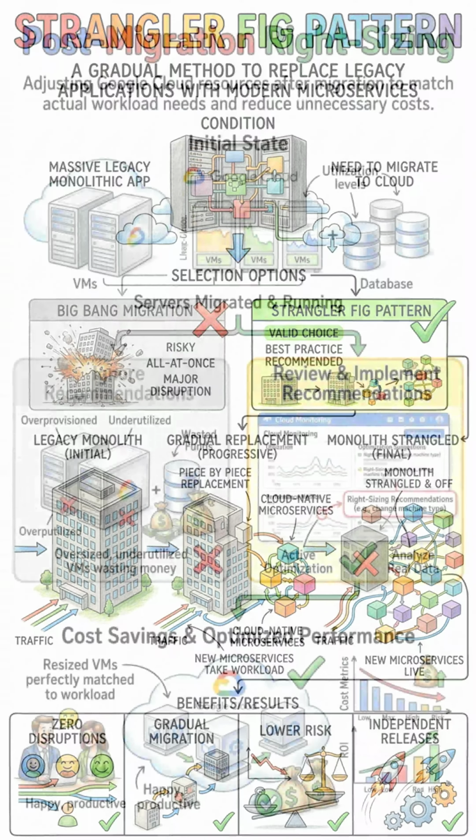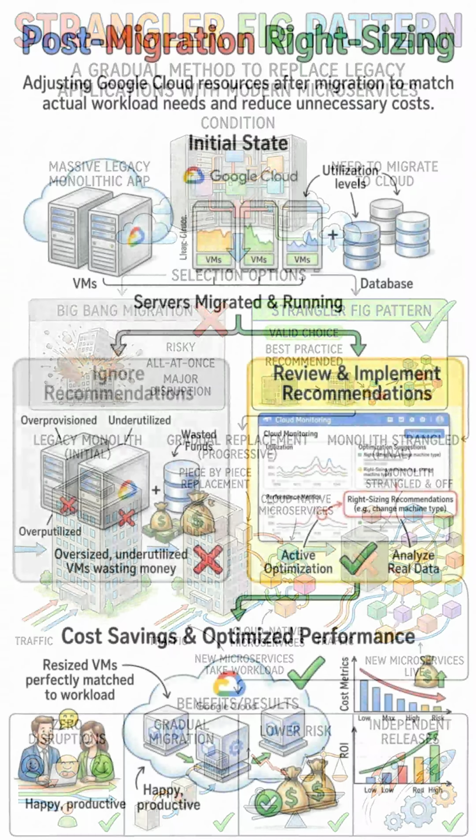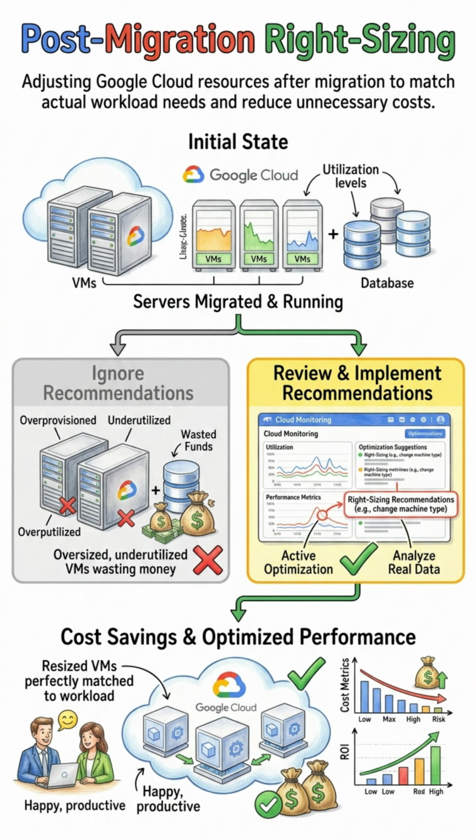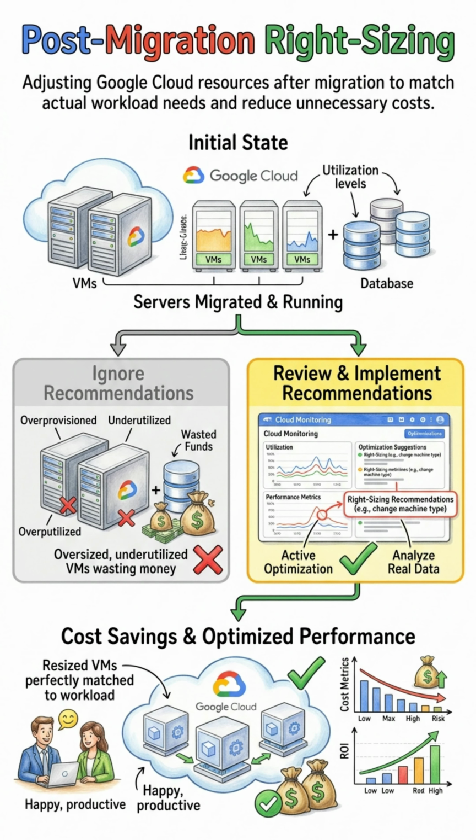A migration is not truly finished just because the servers are running successfully in Google Cloud. Post-migration optimization is a critical final phase where you actively monitor the new environment and continuously adjust resource allocations to save money. You must always remind your clients that the initial cloud architecture is just a starting point, and they should regularly review cloud monitoring dashboards to implement right-sizing recommendations.